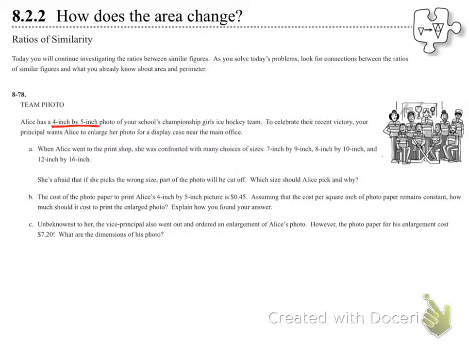When Alice went to the print shop, she was confronted with many choices of sizes: 7 by 9, 8 by 10, and 12 by 16. She's afraid that if she picks the wrong size, part of the photo will be cut off. Which size should she pick and why? So I want you to think about how the sizes should relate. How can I determine which size would be the most appropriate for this situation? Go ahead and think about that for a second.